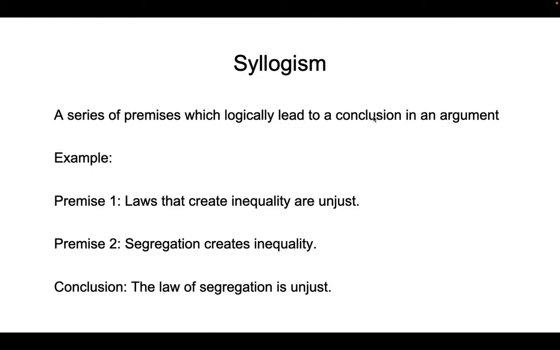In this letter, Dr. King argues that the law of segregation is unjust. He states, first, that laws that create inequality are unjust. Second, he states that segregation creates inequality. From these premises, he concludes that the law of segregation is unjust. Since he puts his thoughts in a logical order, readers can understand the reasons for his belief. This is the basic structure that you should follow in each paragraph of an argumentative essay.